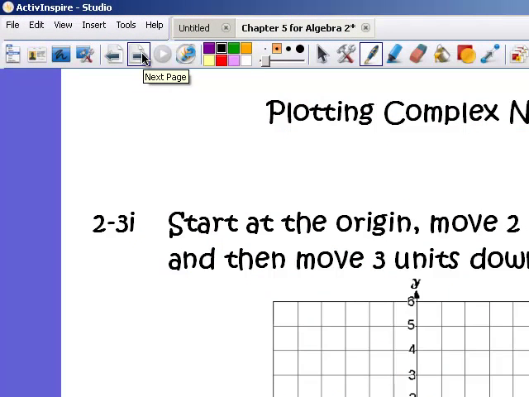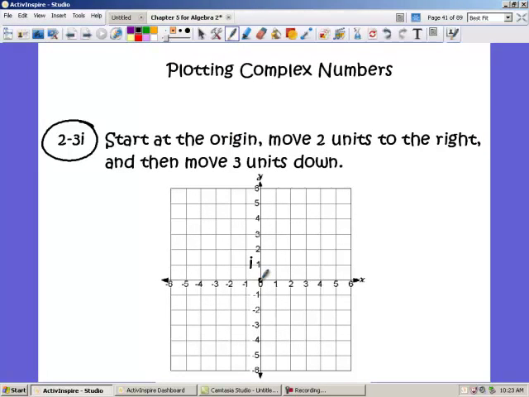So I'm going to give you a practice problem here, and here is our complex number that we want to graph. And like always, we're going to start at the origin, which is 0, 0. And you're going to move 2 units to the right because 2 is positive. So just like a regular x coordinate, you'd move 2 to the right. And then you're going to move 3 units down because this 3 is negative. This is the imaginary unit axis. We'll treat it like our y. So down 3.